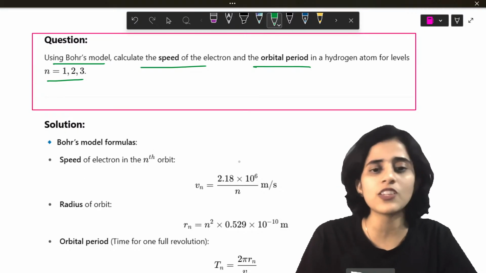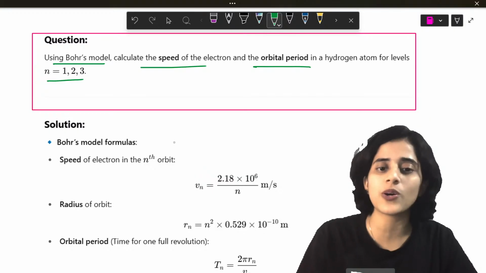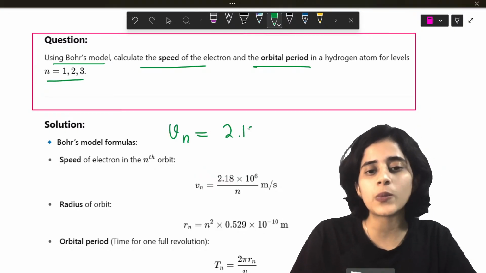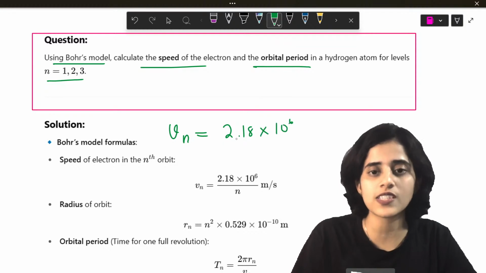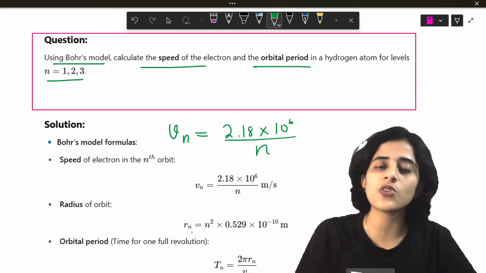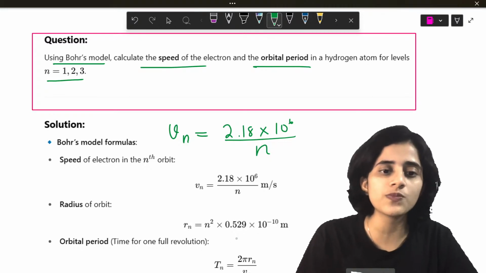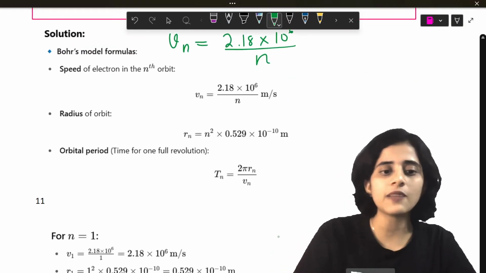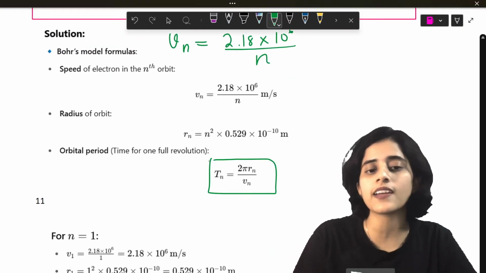You just have to find out the speed of the nth orbit. How will you do that? Vn is equal to 2.18 into 10 raised to 6, which is a constant, divided by n. Now to find the radius, you do n square into 0.529 into 10 raised to minus 10. Time period is 2 pi rn by Vn.